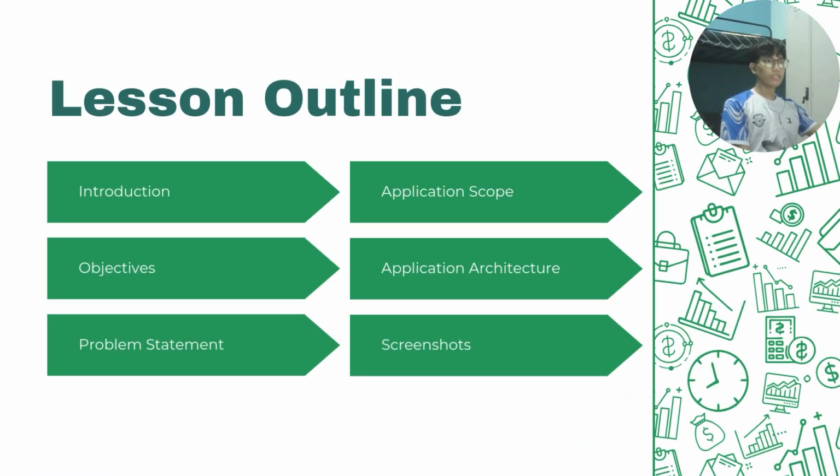This is our lesson outline, which consists of 6 things. First is introduction, followed by objective, problem statement, application scope, application architecture, and screenshot.